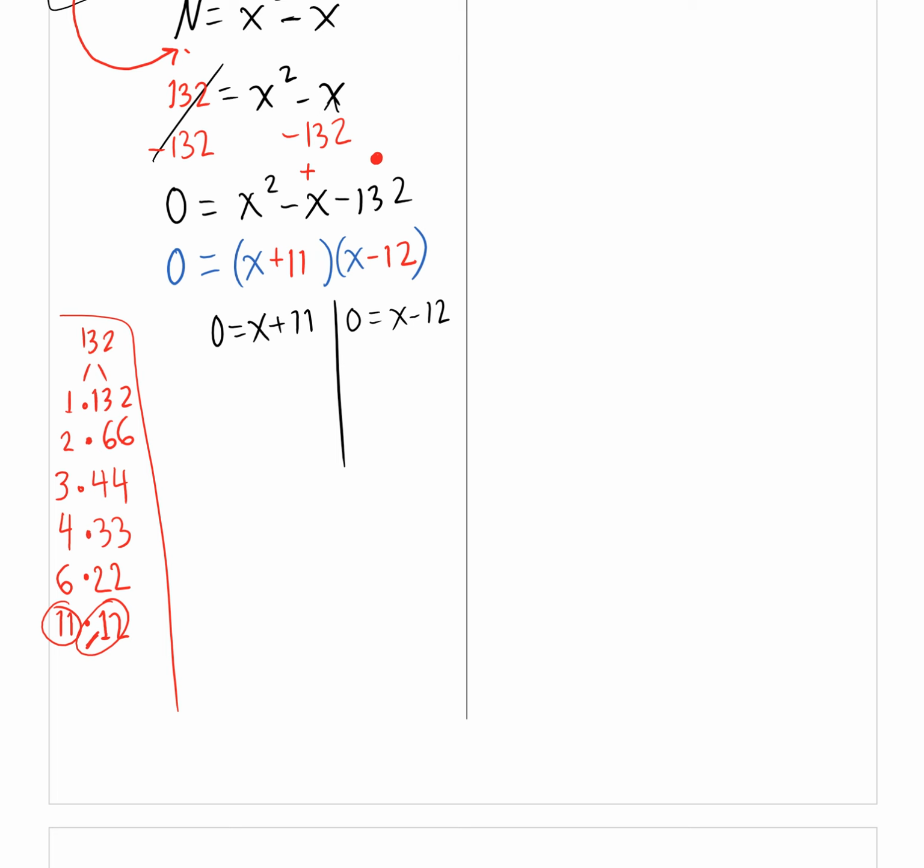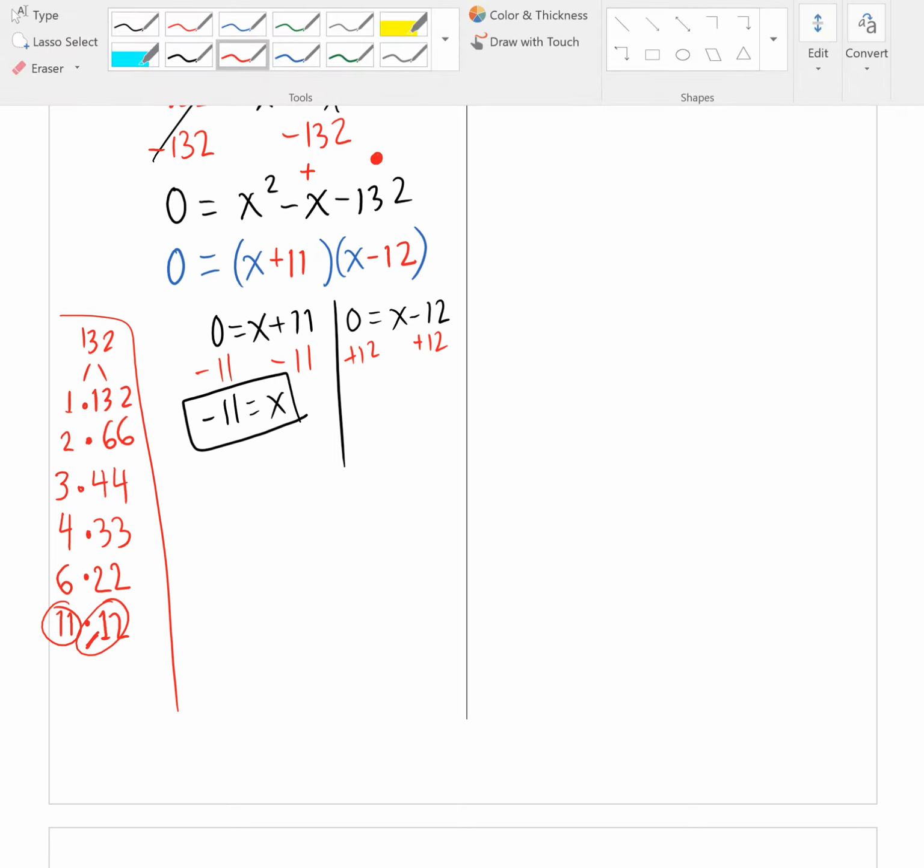Alright, let me see. If I solve the left one, I would have to solve it by subtracting 11 from the other side. And that'll leave me with negative 11 equals x. So think about that. How about the other one? If I want to solve for x, I'll add 12 to the other side, and I'll get x equals 12.